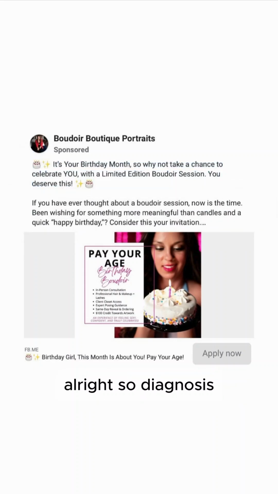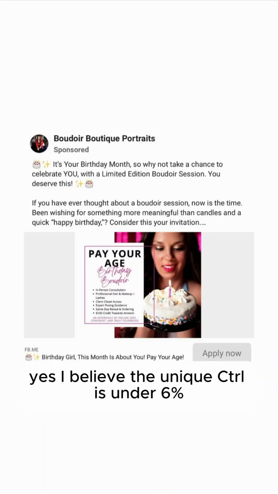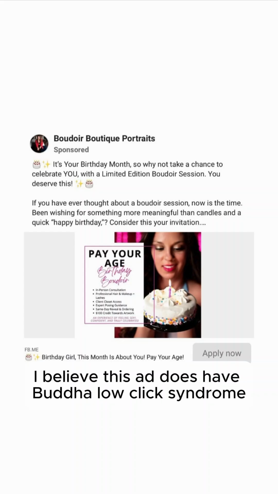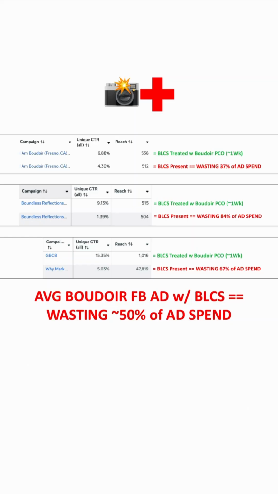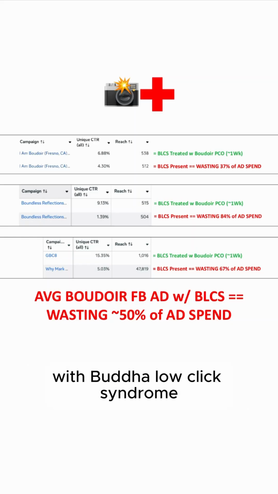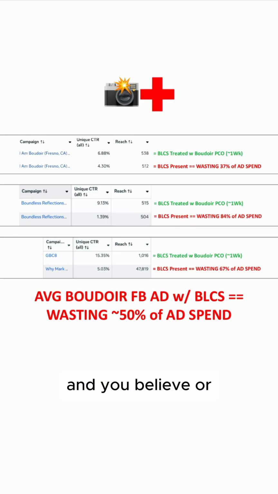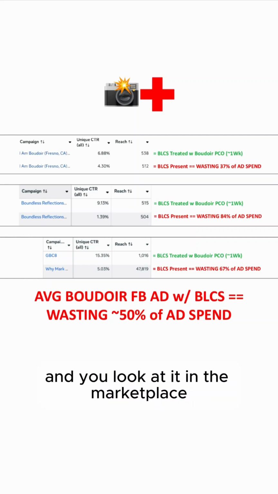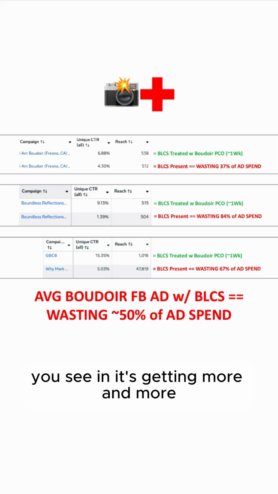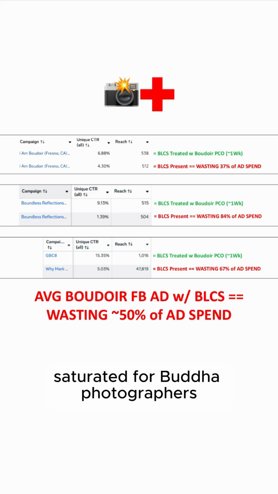All right, so diagnosis: do we believe this has BLCS, aka Boudoir low click syndrome? Yes, I believe the unique CTR is under 6%. Therefore, I believe this ad does have Boudoir low click syndrome. So if you are a Boudoir low-click advertiser with Boudoir low-click syndrome, and you're spending more than 10 grand a month on Boudoir Facebook ads, and you look at the marketplace, you see it's getting more and more saturated for boudoir photographers.